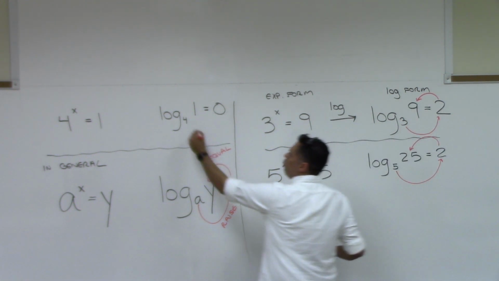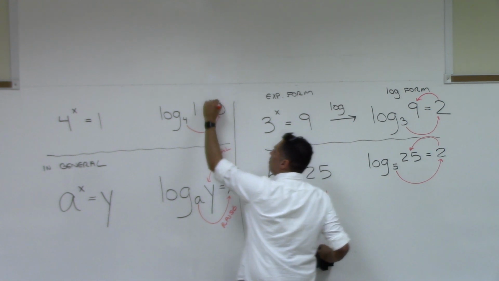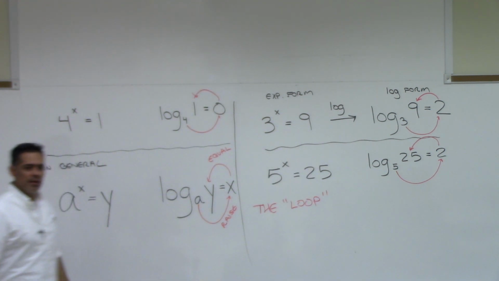What about this one? 4 raised to the 0 should be 1, right? 4 raised to the 0 should be 1.